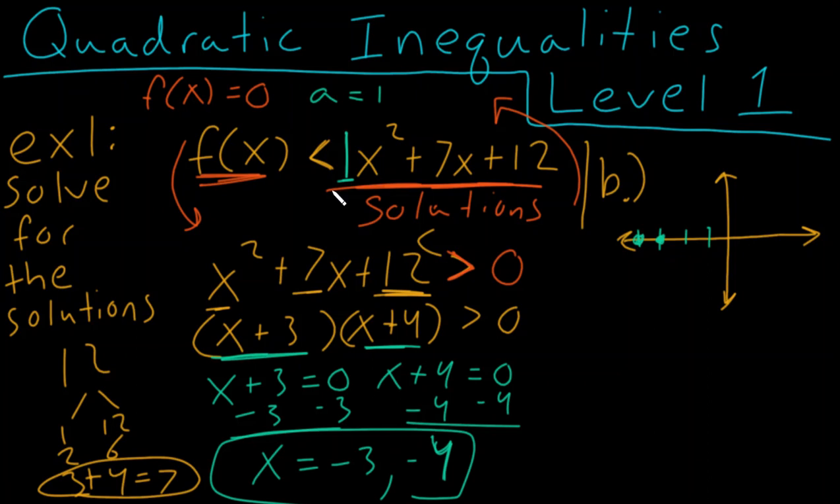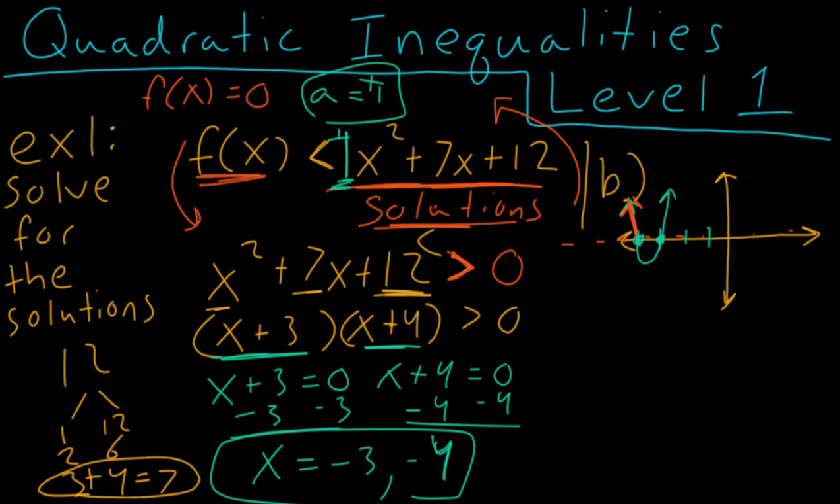And since our a value is in fact a positive 1, we can see that from the very beginning, we know that our function is going to open up. So it'll look something like that. Okay, so here is where this makes a lot of sense. We're looking for where all of our solutions are greater than 0. What does it mean to be greater than 0? It means to be above the x-axis. So we know that y is equal to 0 on the x-axis. So we're actually looking for these parts of the graph.